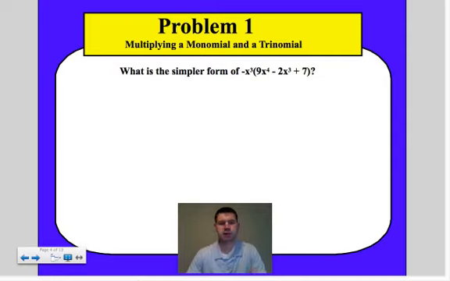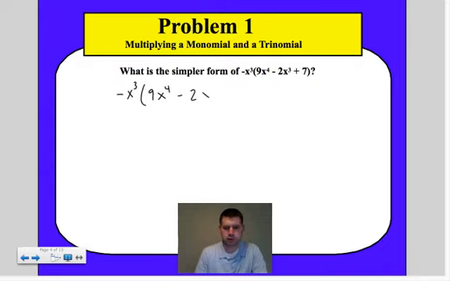So first, we're going to learn how to take a monomial times a trinomial. We're going to multiply these terms together. This is fairly simple. All we're going to do is distribute these terms through. So if I have a negative x cubed out front, I'm going to take this and multiply it to each term.